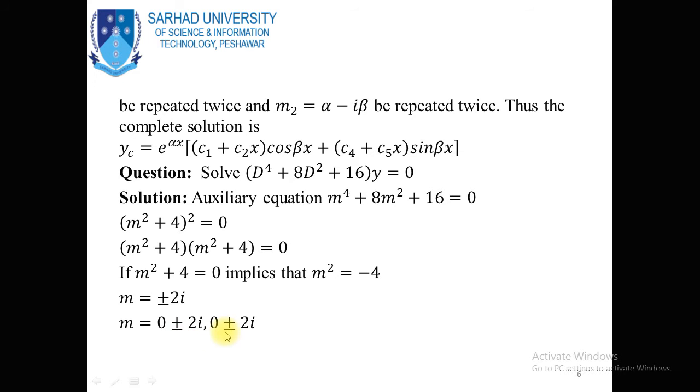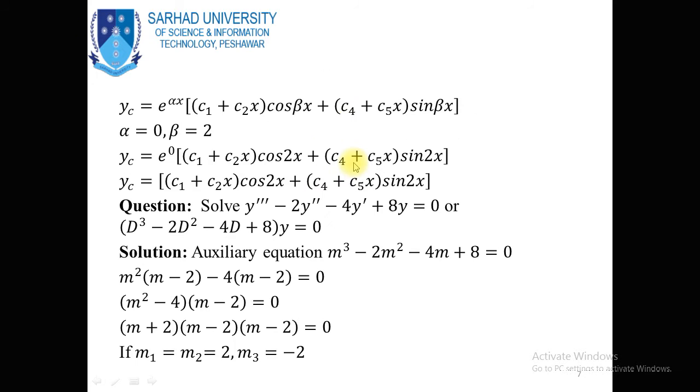So the complementary solution will be in this form. Now you see over here, this is the complementary solution: e^(αx) into (c1 + c2x) cos βx + (c4 + c5x) sin βx. Now putting the values α = 0 and β = 2, we obtain e^0 into (c1 + c2x) cos 2x + (c4 + c5x) sin 2x. So the complementary solution can be written as (c1 + c2x) cos 2x + (c4 + c5x) sin 2x, because e^0 is equal to 1.